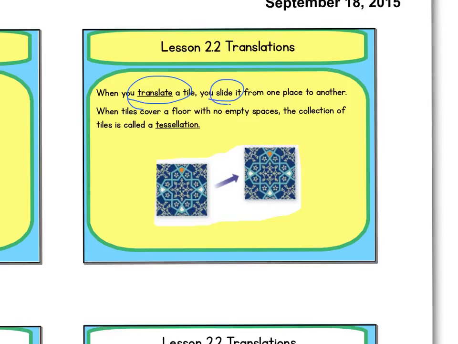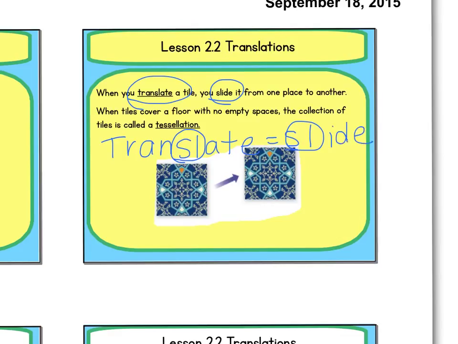is simply a slide. The way that I connect the two is if I were to write the word translate, it has an SL in it, which would help remind me of the SL in slide. And basically you're taking a shape and you're sliding it to a new location.